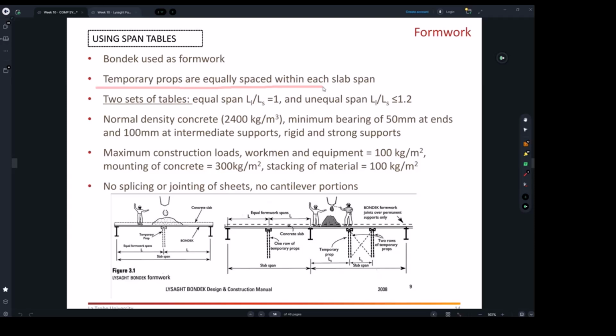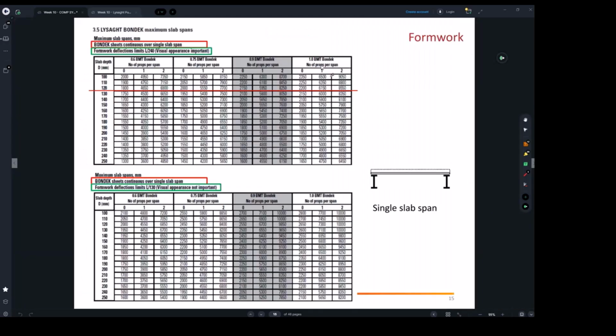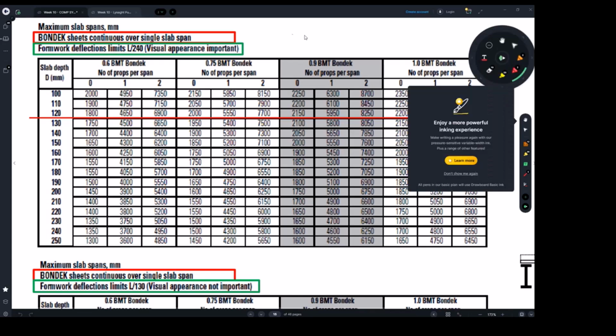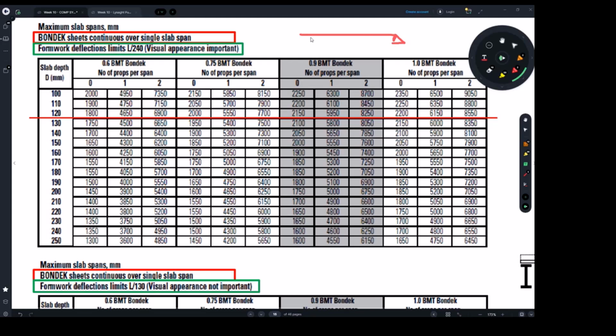Temporary props are equally spaced within each slab span. Now you're going to see the tables here. Regardless of what thickness of bonding we're talking about, they will tell you that you don't need any props, 0, or you need 1 prop, or you need 2 props. When we say 2 props, they're going to be equally spaced. If this was your span, equally spaced means this span is the same as this span is the same as this span. So they are all equally spaced. That's what we're saying in the second point.